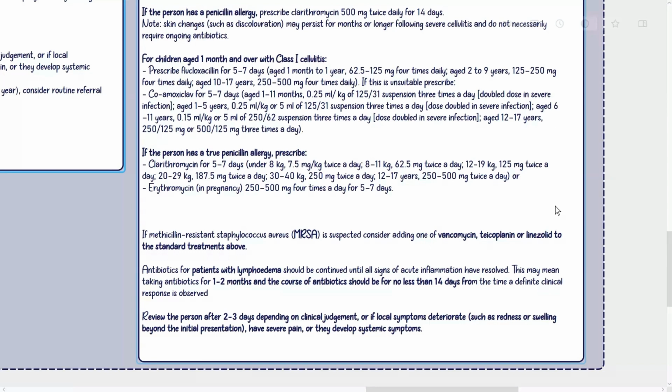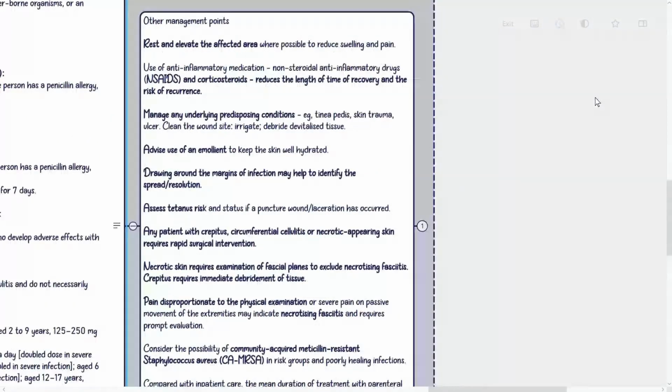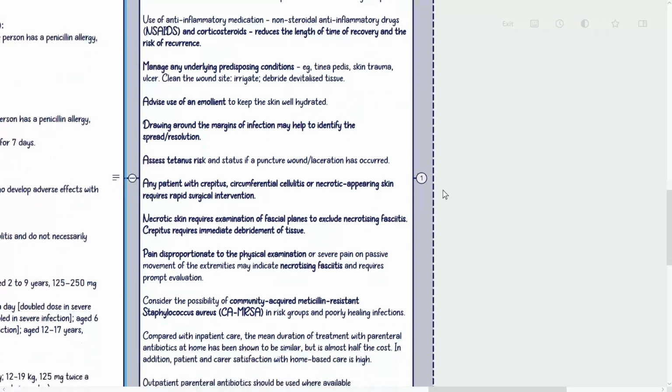Review the person after 2 to 3 days, depending on clinical judgment, or if local symptoms deteriorate, such as redness or swelling beyond the initial presentation, have severe pain, or they develop systemic symptoms. Other management points: rest and elevate the affected area where possible to reduce swelling and pain. Use of anti-inflammatory medication, non-steroidal anti-inflammatory drugs, and corticosteroids reduces the length of time of recovery and the risk of recurrence. Manage any underlying predisposing conditions, e.g., tinea pedis, skin trauma, ulcer.